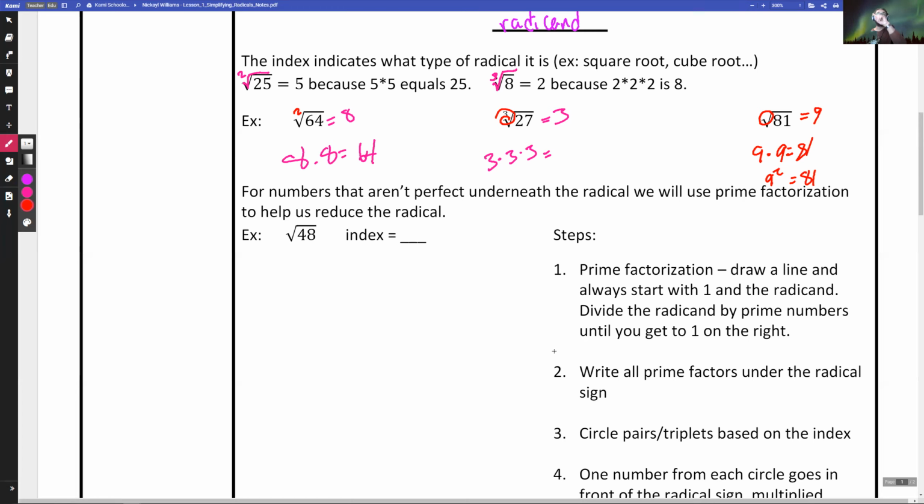This little symbol, like a check mark with some extra stuff on it. That's our house and our porch. If you want to think about it that way, it has the porch and then the house covering. And then we have our radicand. Our radicand is the number itself.